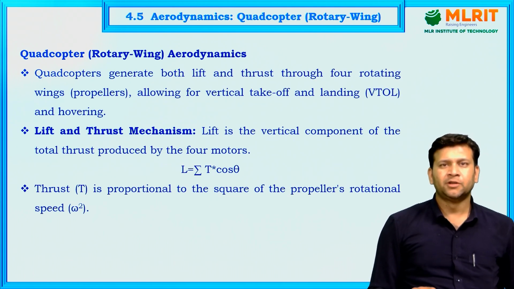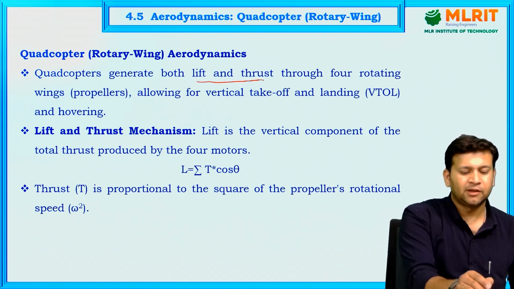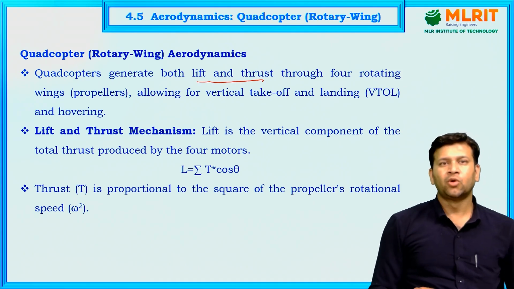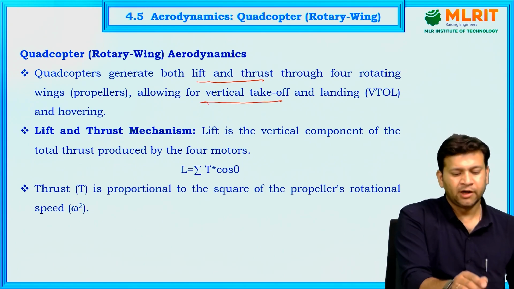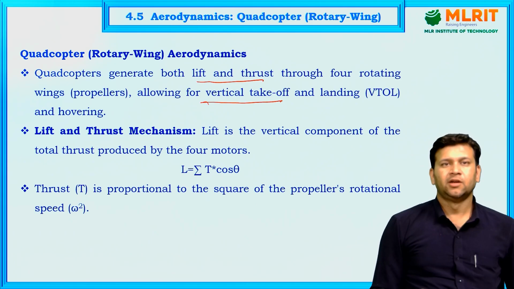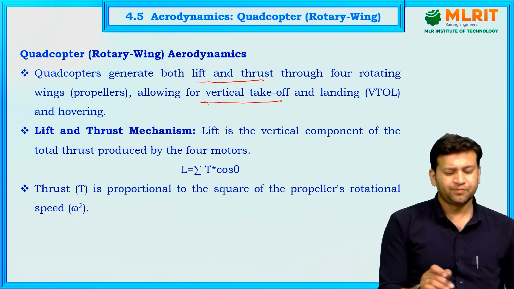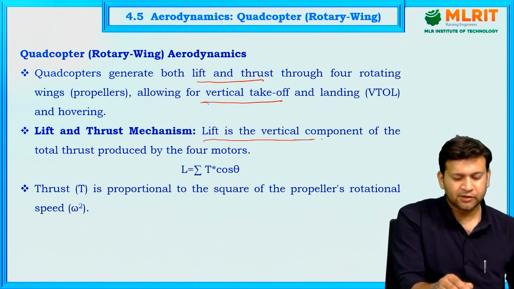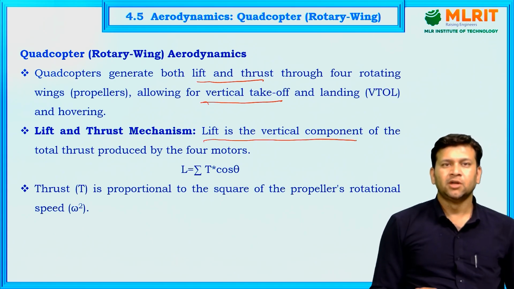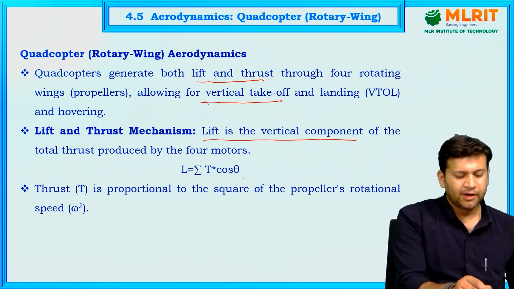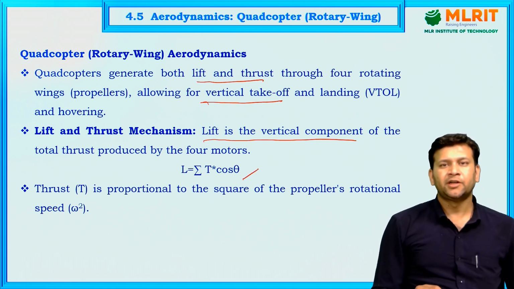The quadcopter. Quadcopters generate both lift and thrust through four rotating wings, which are called propellers, allowing for vertical takeoff and landing and also hovering. Lift and thrust mechanism. Here lift is the vertical component of the total thrust produced by the four rotors, which is given by L equals sigma T into cos theta.